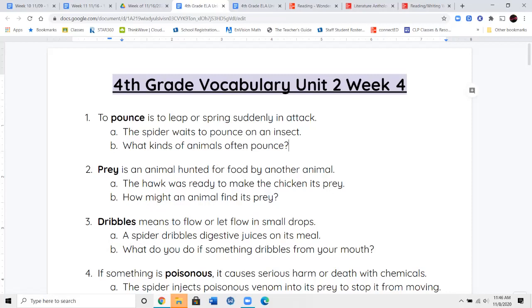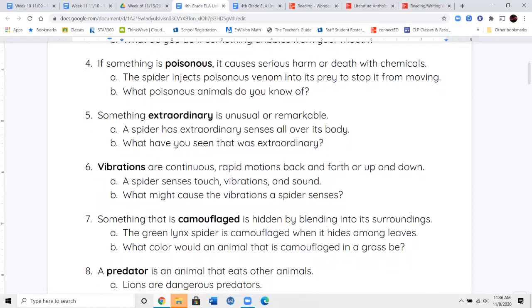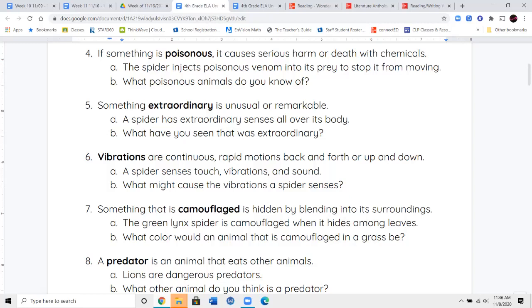Your next word is the word poisonous. When something is poisonous, that means it has poison, different kinds of chemicals in it that cause harm or injury or death. So something that's poisonous can kill you or make you feel really sick, because whatever that insect has in its body, when it's putting that poison onto another living thing, that poison is usually going to cause some kind of damage or harm, or the thing might die. So a spider injects poisonous venom into its prey to stop it from moving.